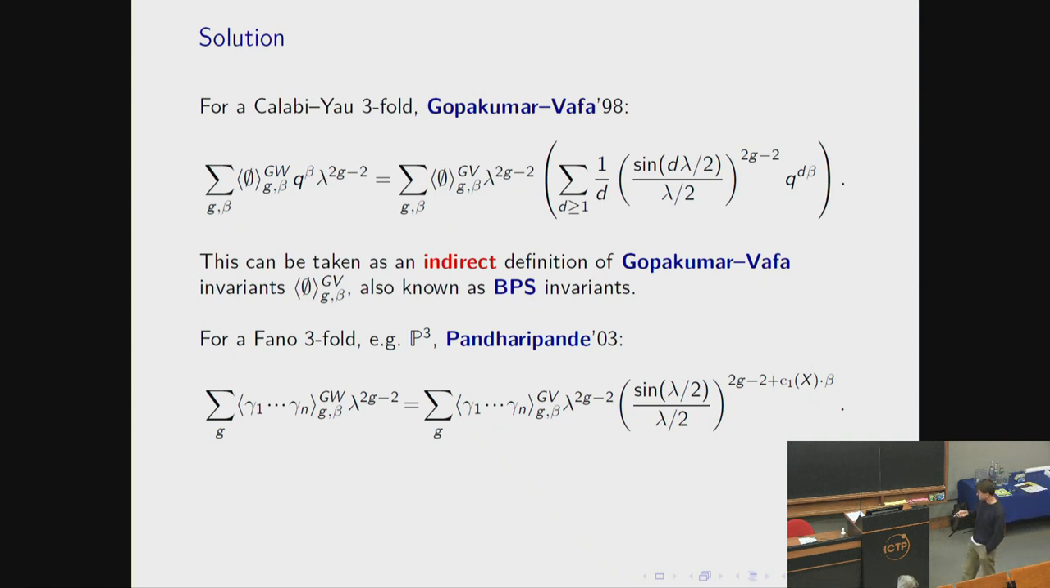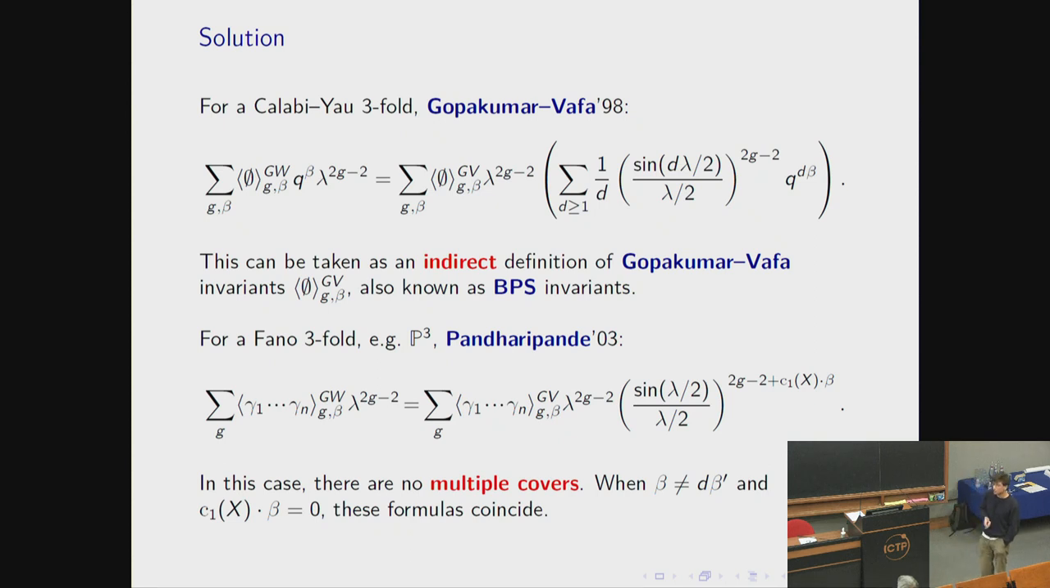In this case, it's simpler because, in fact, in the case of Fano, there are no multiple covers, there are only contracted components. So we don't have to sum over Q, the parameter that keeps track of the degree, because curves in different degrees don't talk to each other in the case of Fano. And so you have the same formula. You put it in a generating series, and you then express it via the sine functions. And that was proposed by Pandharipande. And you can actually verify easily that in a case if beta is not a multiple of another class and it pairs trivially with a canonical class of X, these two formulas coincide. Okay.